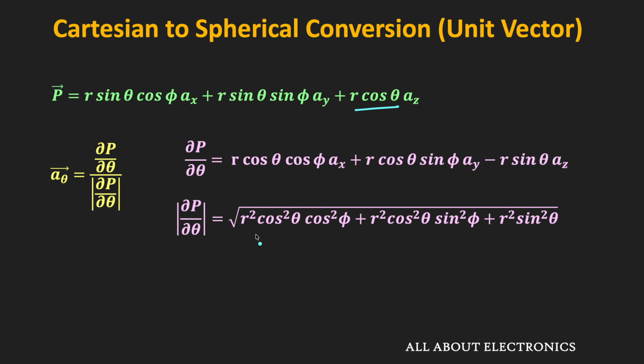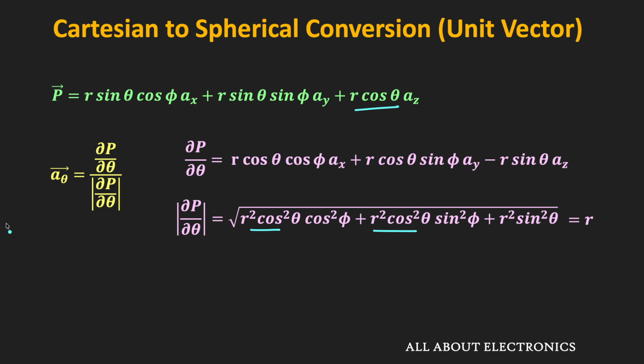Once again, here r square cos square theta is common in the first two terms. If we take that outside, then in the bracket we will have cos square phi plus sin square phi, and we know that that is equal to 1. And once again, r square sin square theta plus r square cos square theta will become r square. That means the square root of r square will be equal to r. So in this way, the magnitude of del P divided by del theta is equal to r.